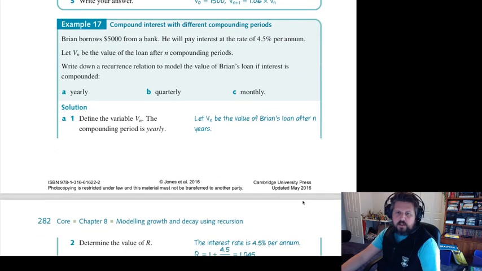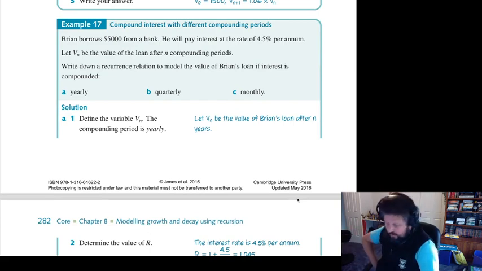Oh, what's going on here? Oh, it's Brian. Brian has borrowed $5,000 from the bank, and it says he will pay interest at a rate of 4.5%. Actually, this says 4.5% on the computer. My textbook that's in front of me says 4.8%.